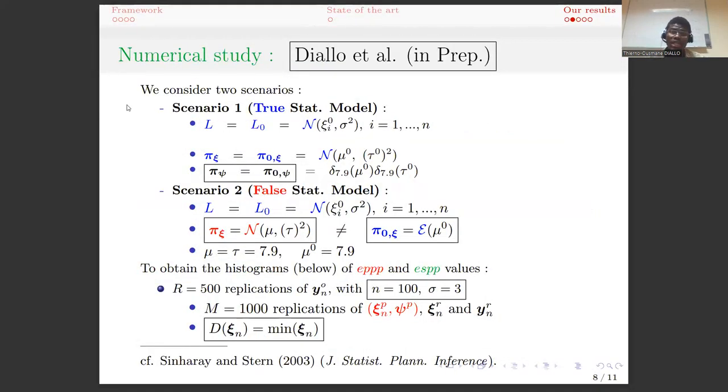We consider two scenarios in our numerical study. For P1, we use scenario 1, a true statistical model. For P2, we use scenario 2, a false statistical model. We chose the discrepancy function equal to the minimum function of the argument psi.